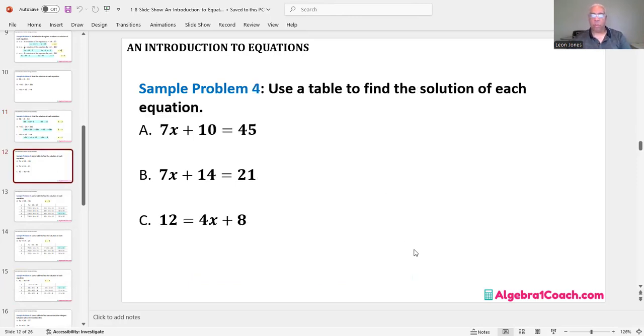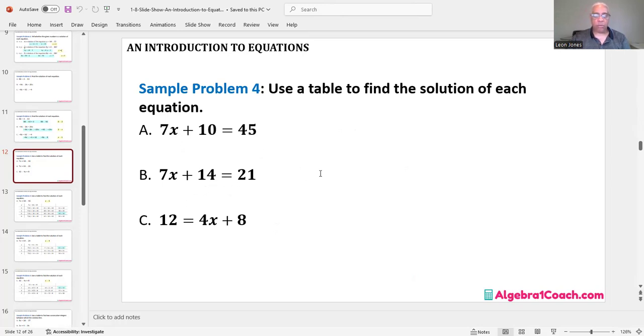All right, use the table to find the solution of each equation. Now, I don't need to use a table, but to solve this equation, 7x plus 10 equals 45, what am I going to do? Subtract 10 from both sides of the equation, which is going to give me 7x equals 35. Divide both sides by 7, and my answer is going to be 5. And if I want to check it, I'm going to plug 5 right back into where x is, and I'm going to get 35 plus 10 equals 45. Same thing I'm going to do here.